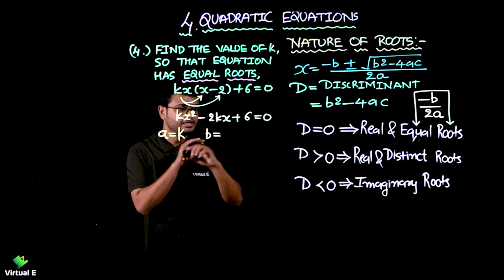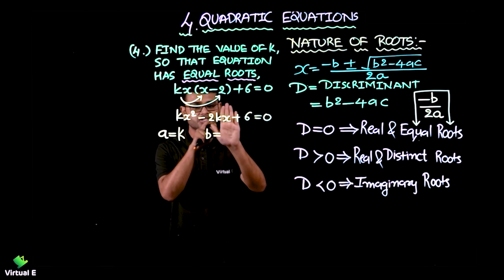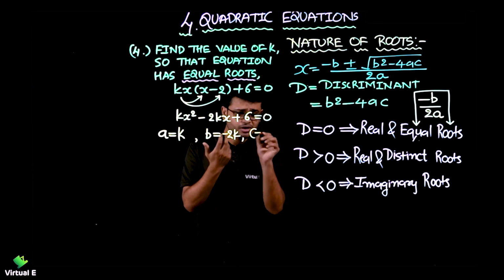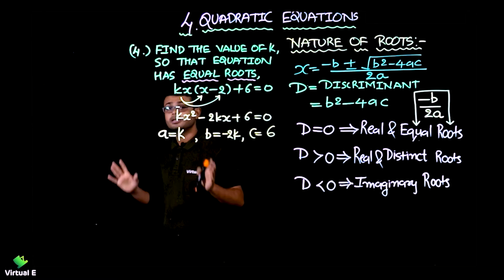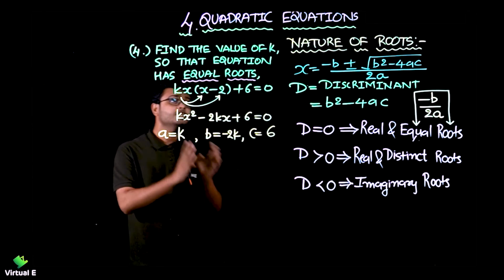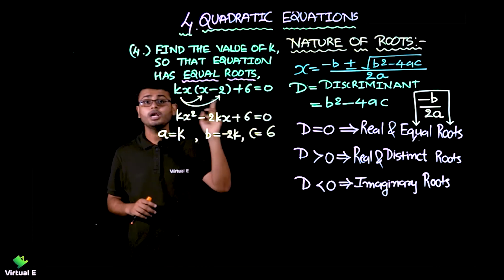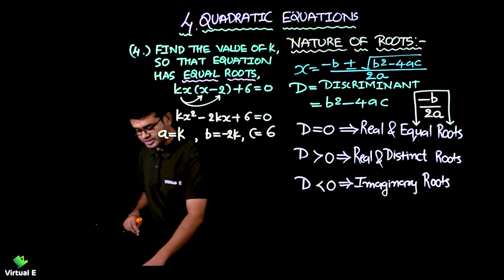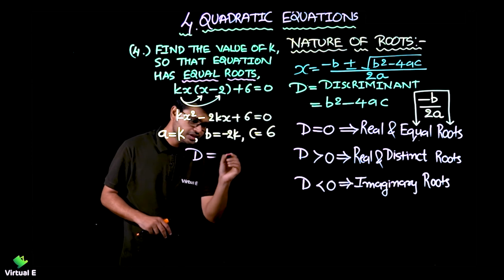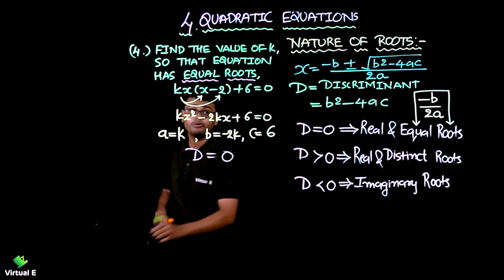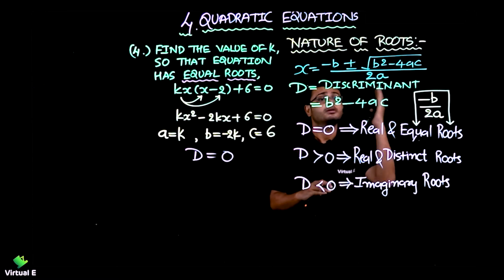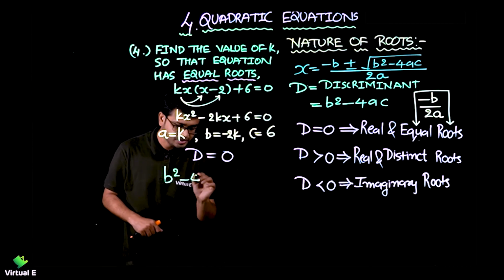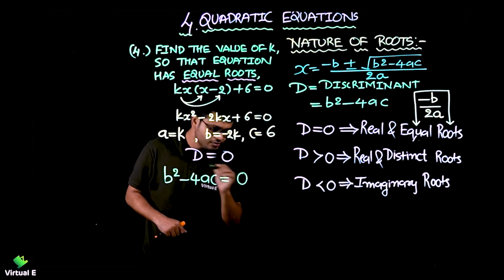Now for b, hide the variable, which is x. What's left? Minus 2k. Here minus 2k. Then what is the value of c? Very simple, constant 6. Done. Now we are going to use the condition given in the question, equal roots. What is the condition for equal roots? D is equal to 0. So let's write D is equal to 0. Now what is the formula for D? Discriminant, which is b square minus 4ac. So b square minus 4ac is equal to 0.